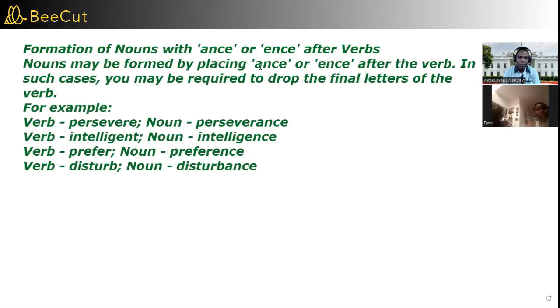Nouns may be formed by placing ANCE or ENCE after the verb. In such cases, you may be required to drop the final letter of the verb. For example, persevere becomes perseverance. You remove the E that is there, you turn it to ANCE. So perseverance is a noun, while persevere is a verb. It's an action, but this is a noun, the name of that action.